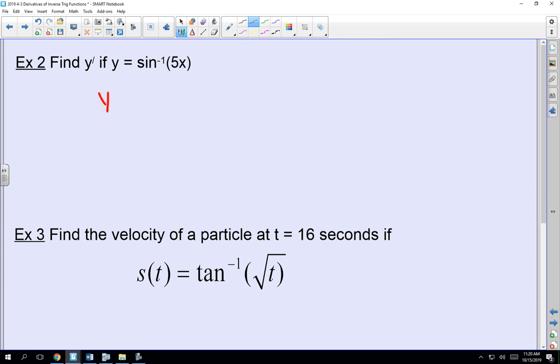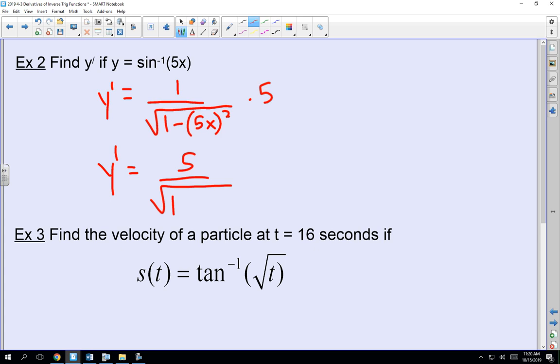So y prime is equal to, just using our new formula here, 1 over the square root of 1 minus, place 5x in for x, squared, just like that, times the derivative of the inside. The derivative of the inside will be 5. And we could clean that up just a little bit. Y prime equals 5 over the square root of 1 minus 25x squared.